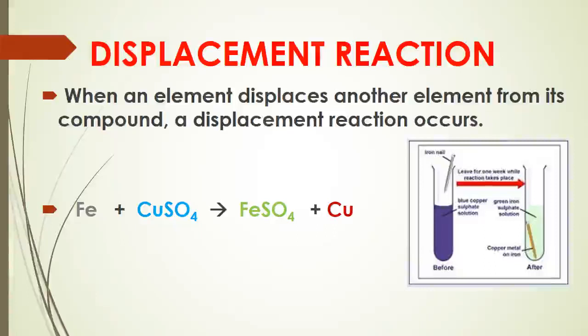Copper sulfate is blue colored solution. After 25 to 30 minutes, blue color solution is converted into greenish and there will be deposition of reddish brown color on iron nails. This reaction is showing displacement reaction.